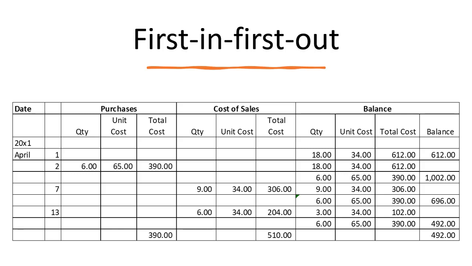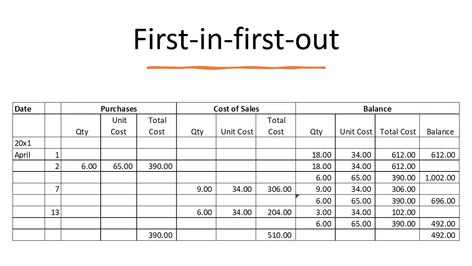Okay, so you can see there will be three major divisions here: purchases, cost of sales, and balance. So that 6 units will be carried to the balance, as you can see there. Of course that 18 units will be there, we haven't sold it yet, and then we have 6 units. Of course they have different prices. You can see 6 units has a total cost of $390. Okay, so we have $1,002 in total. That will include the opening balance a while ago.